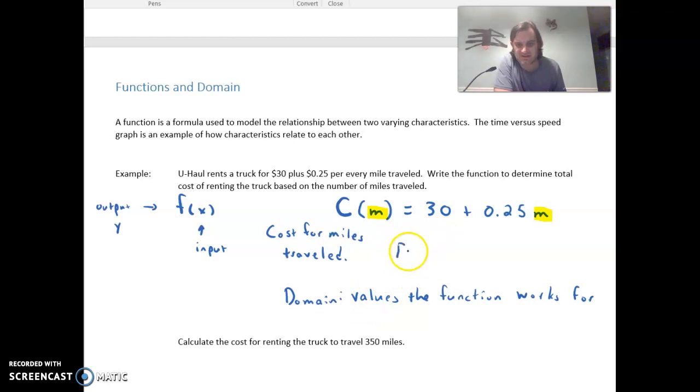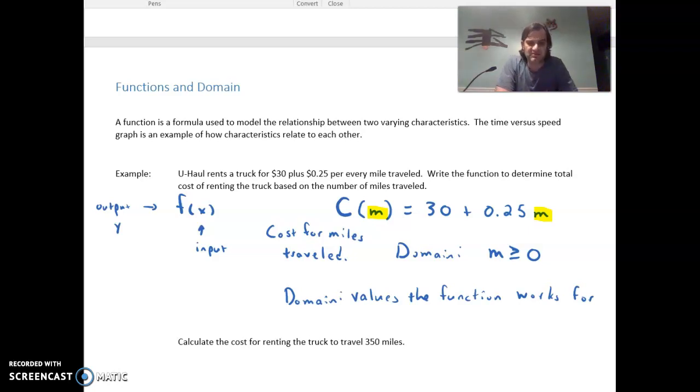So in this case, the domain would work for what's the least amount of miles we could travel. And well, since m is our variable, we'll say m cannot be less than 0. So we'll say m is greater than or equal to 0. That's usually how we state the domain. Because we could drive as much as we want in this scenario. There's probably some realistic limit.